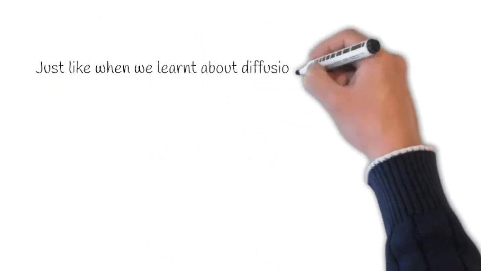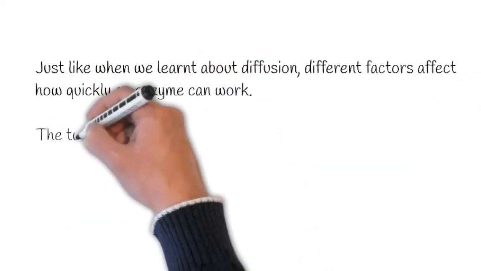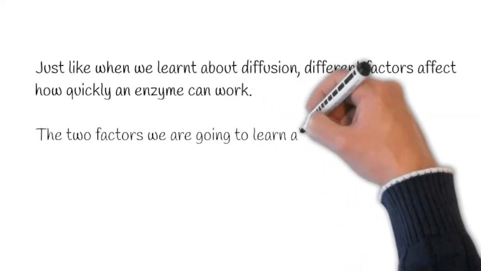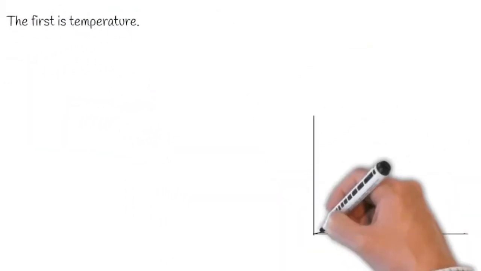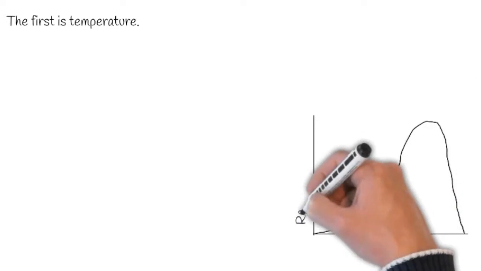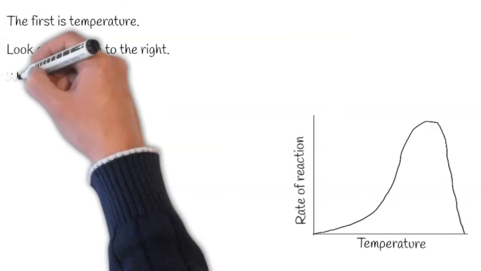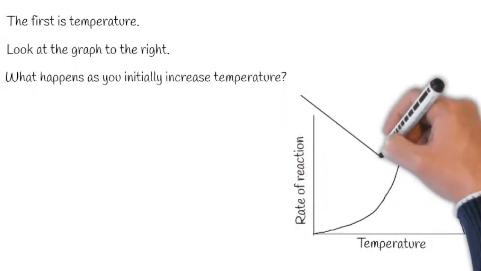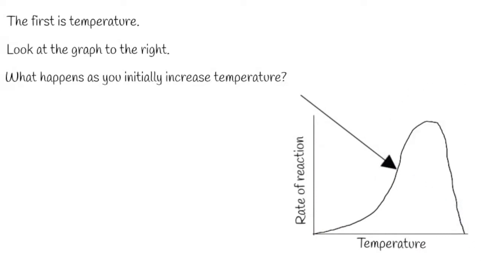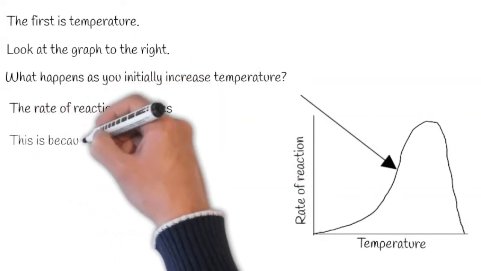Just like when we learnt about diffusion, different factors affect how quickly an enzyme can work. The two factors we are going to learn about are temperature and pH. The first is temperature, and here I'm going to draw a graph to show how the rate of reaction is affected by temperature. Look at the graph that I've drawn. What happens as you initially increase the temperature? As we can see here, the rate of reaction increases as we increase the temperature.